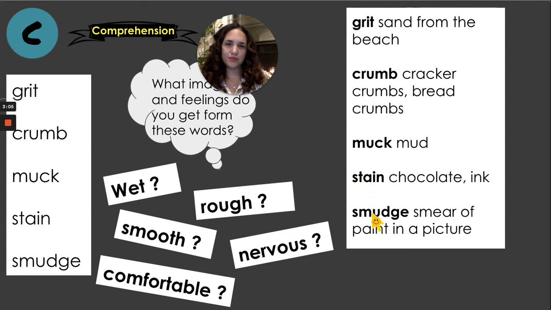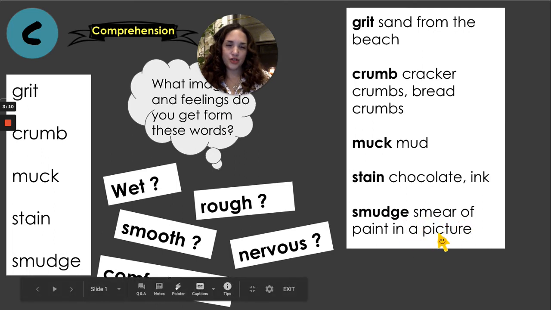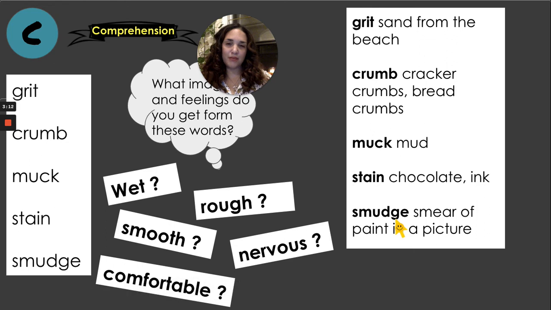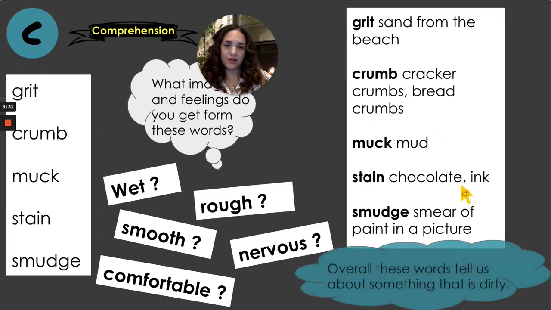We have the word smudge, which means a smear of paint in a picture. Sometimes we also see smudges on our papers if we're eating and something with our hands, and then we touch paper, we can get a smudge on that paper. So maybe you knew these words, maybe you didn't know these words, but now you can see that they all have something in common. Overall, these words tell us about things that are dirty, right?